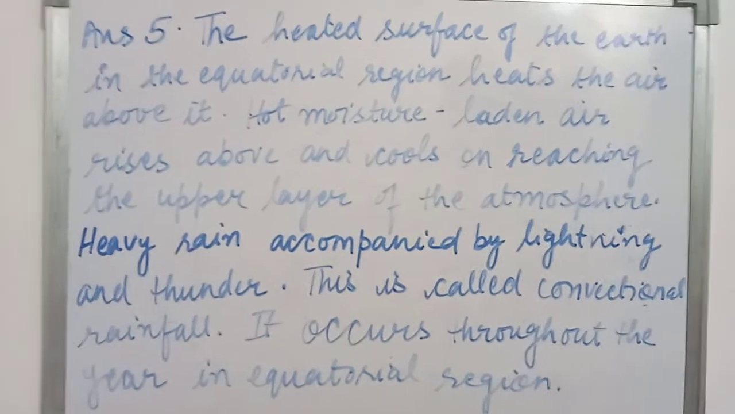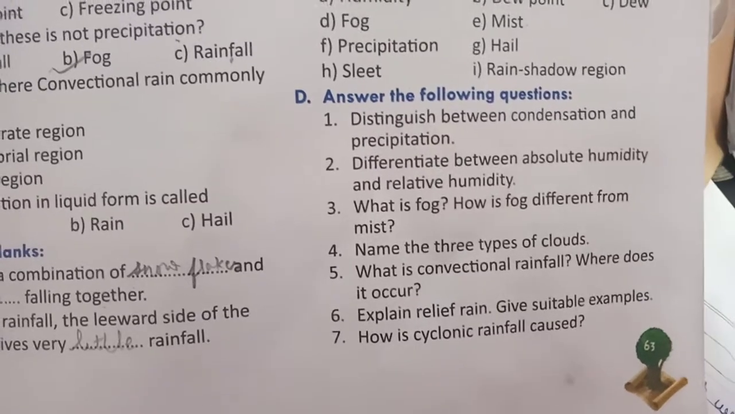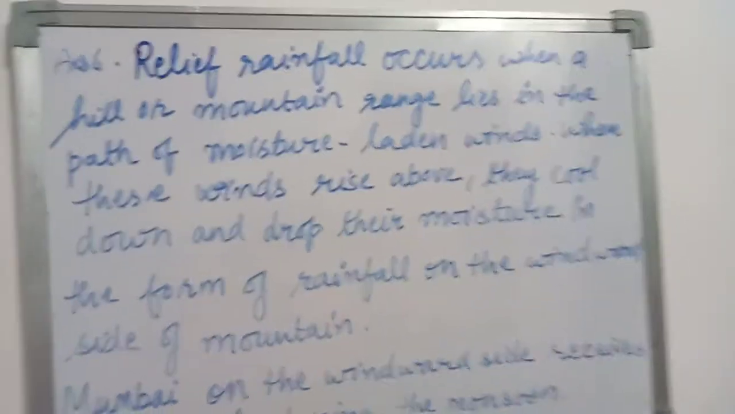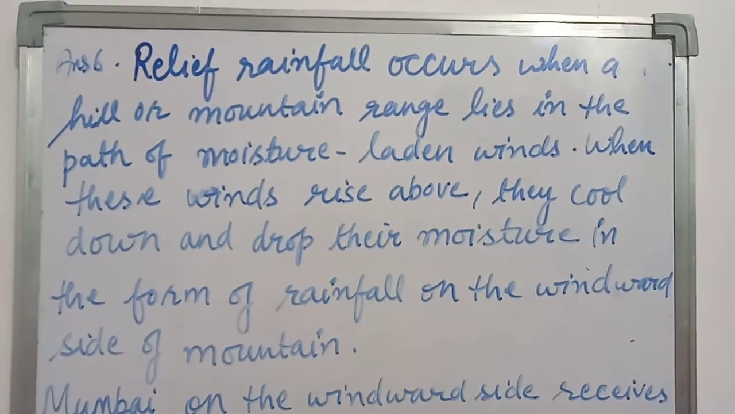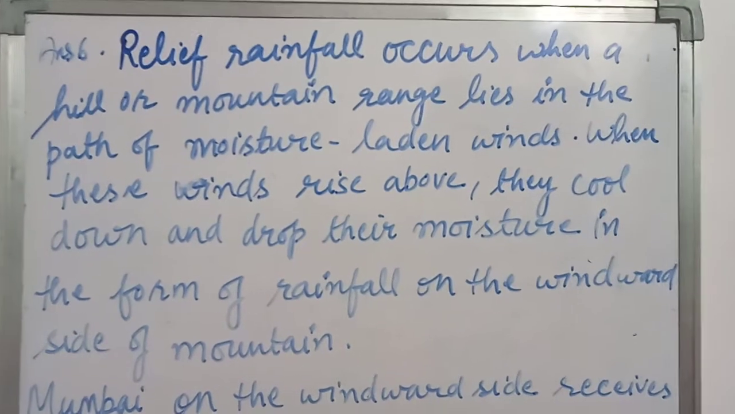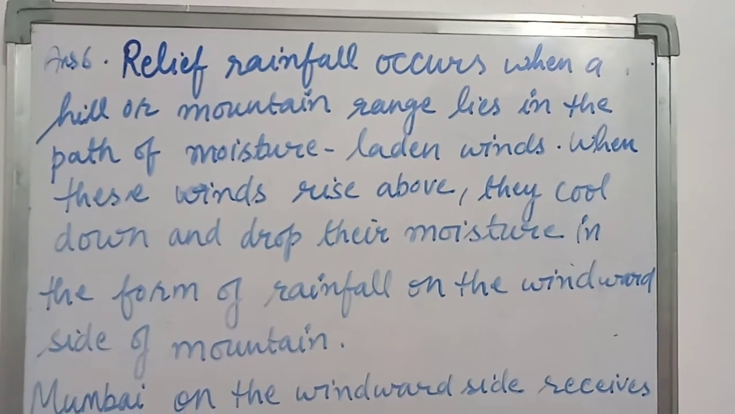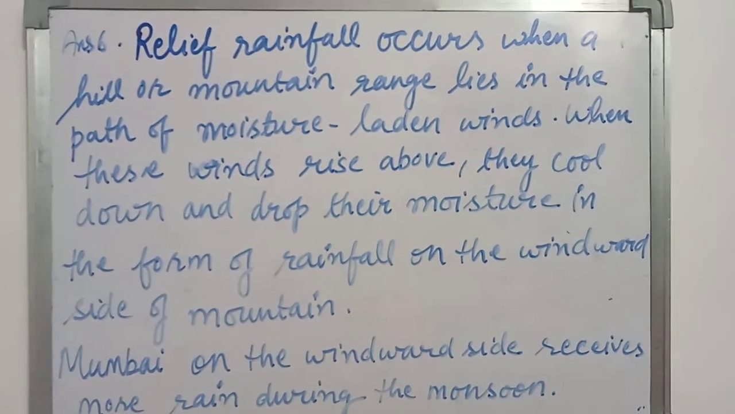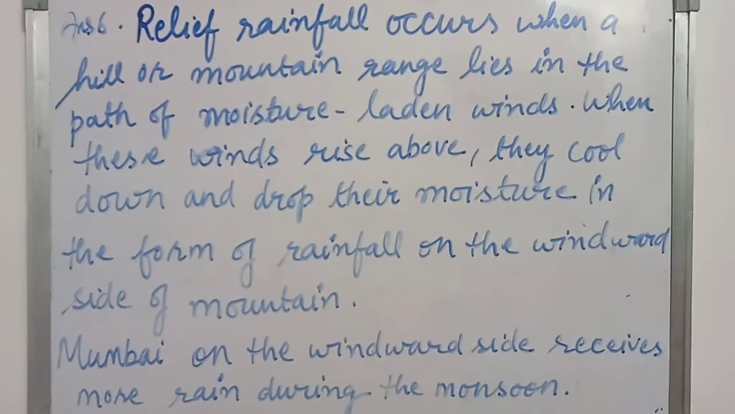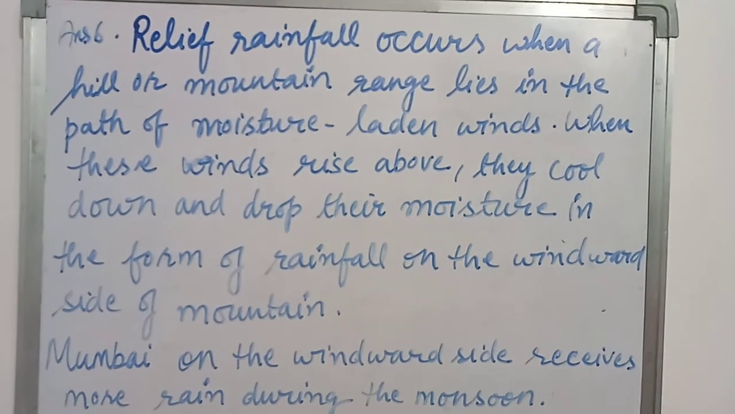And the next one is explain relief rain, give suitable examples. And the seventh one is also there, how is cyclonic rainfall caused? So the answer is there. Relief rainfall occurs when a hill or mountain range lies in the path of moisture laden winds. When these winds rise above, they cool down and drop their moisture in the form of rainfall on the windward side of the mountain. Mumbai on the windward side receives more rain during the monsoon. Clear this one?